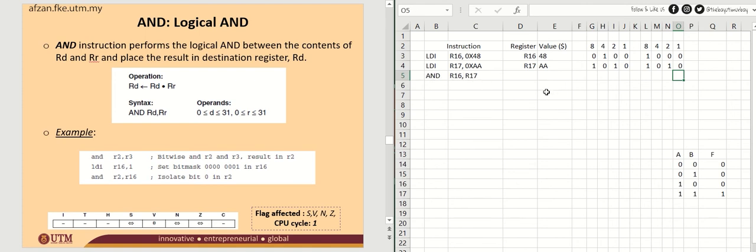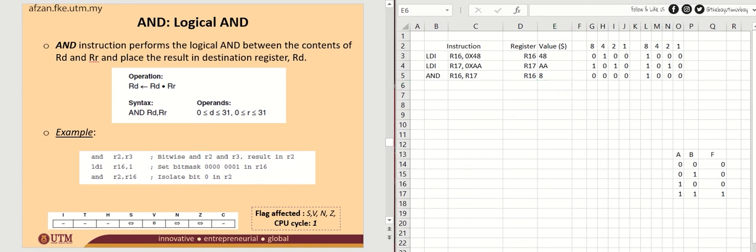So how to do that? We are going to AND these two numbers by looking at the truth table. 0 AND with 0 you get 0, 1 AND with 0 you get 0, and what about here, 0 AND with 1 is 0, and 1 AND with 1 you get 1, and then this is 0, 0, 0, 0. So R16 now has the new number which is 08, after you execute this instruction.